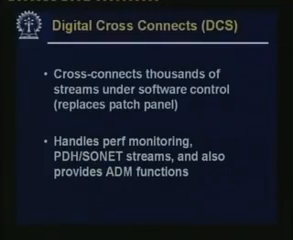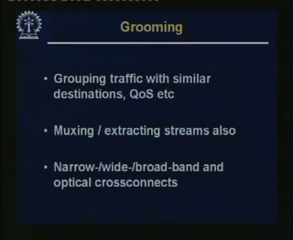Digital cross connect, which is an optical layer equipment, is also very important. It cross connects thousands of streams under software control. So, they replace patch panels, and that is the good thing about the digital cross connect. Under software control, the control is coming from the control plane of the switches, you can connect the streams from maybe one fiber to another. It also handles performance monitoring, PDH SONET streams, and provides ADM functions, that means add drop multiplexing functions.